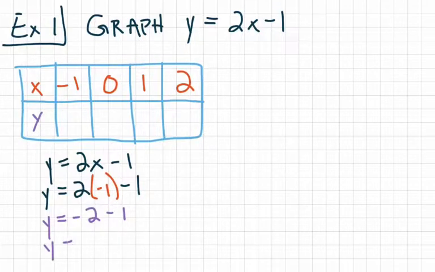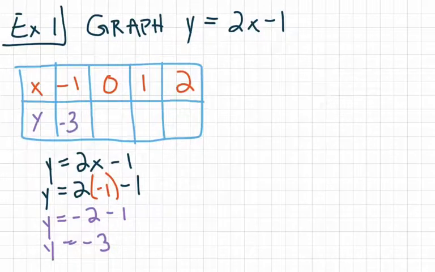So y equals negative 2 minus 1 is going to give me negative 3. So when x equals negative 1, y is going to equal negative 3. Now I have to repeat that process using the other values for x as well.